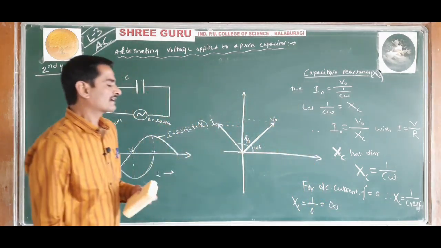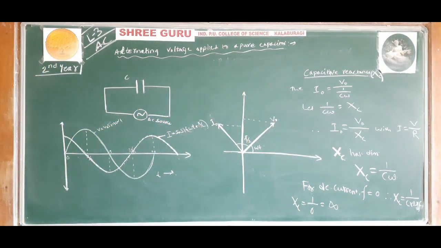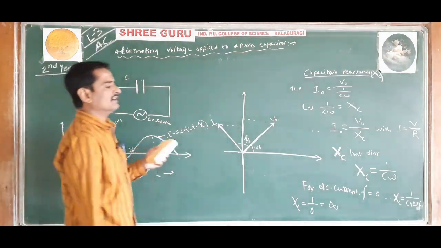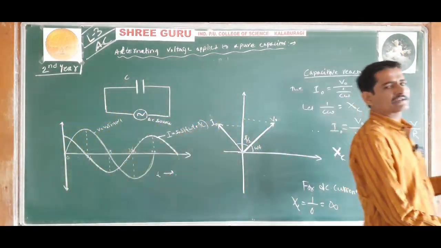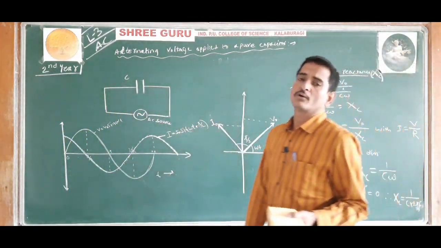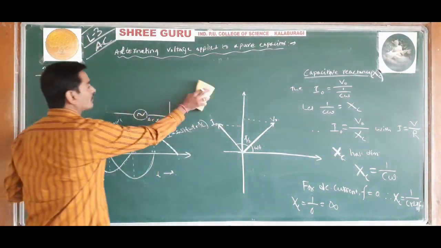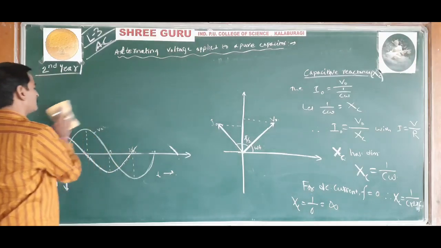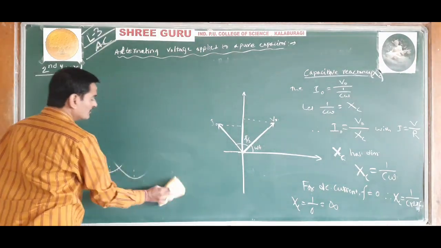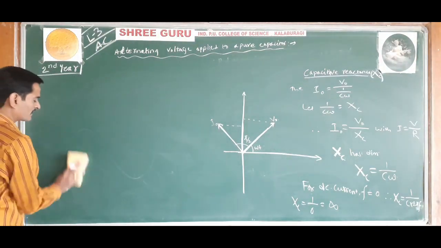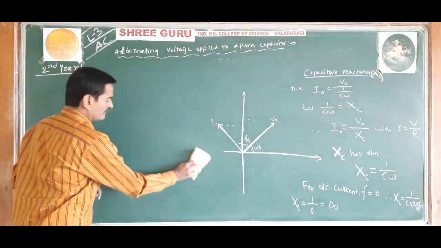So thus the capacitor offers infinite resistance to the DC current. That is, the capacitor does not allow the DC current to pass through it. So the capacitor will cut off the DC current.